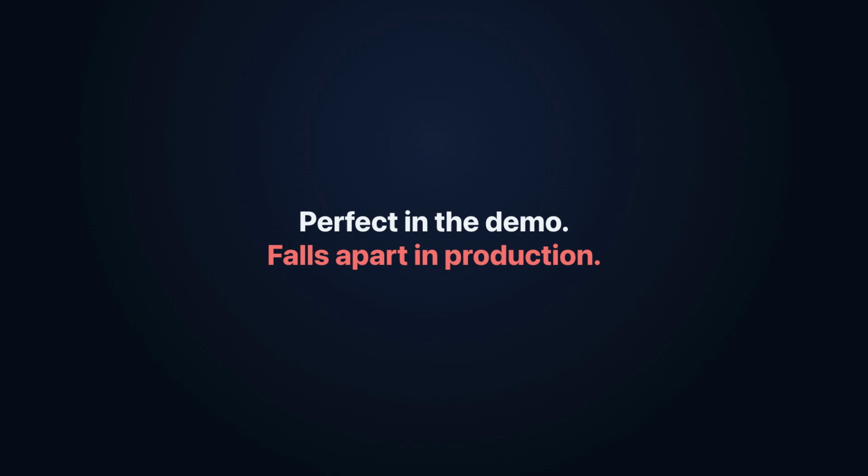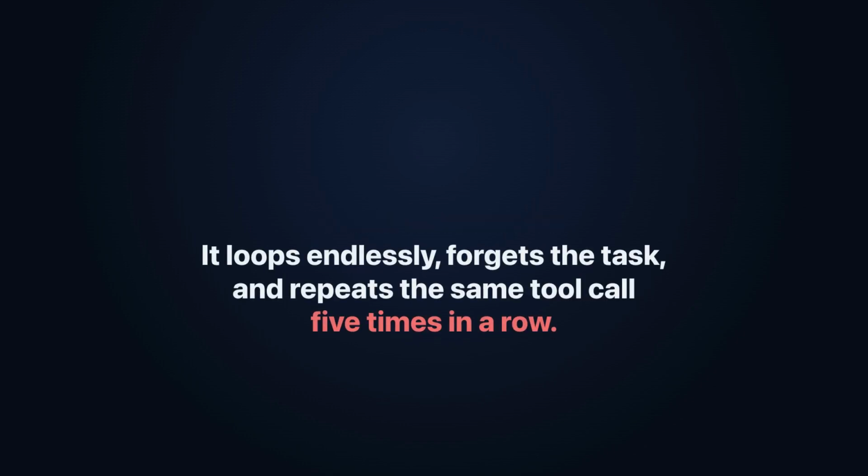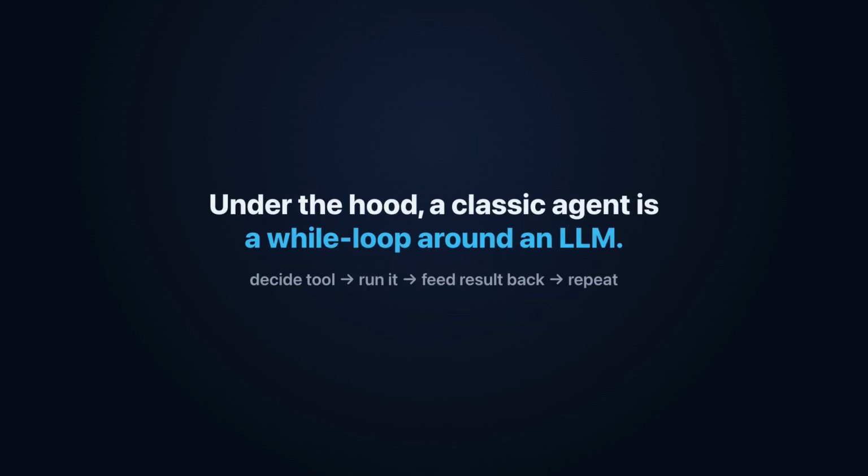To understand the shift, you have to understand what a classic LangChain agent actually is under the hood. It's essentially a while loop wrapped around an LLM. The model looks at your prompt, decides which tool to call, you run that tool, feed the result back, and repeat until it decides it's done. That abstraction is elegant for a quick prototype, but it hides something dangerous. You have almost no control over the flow. The agent decides everything, and you're just along for the ride. That lack of control is where things break.